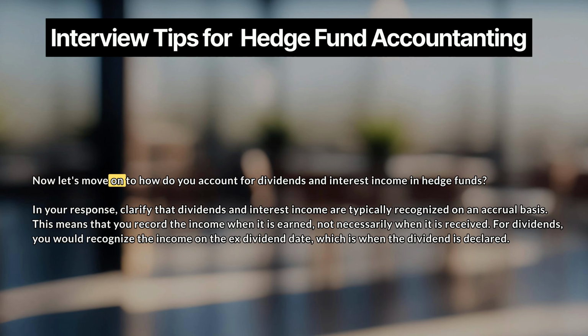Now, let's move on to: how do you account for dividends and interest income in hedge funds? In your response, clarify that dividends and interest income are typically recognized on an accrual basis. This means that you record the income when it is earned, not necessarily when it is received. For dividends, you would recognize the income on the ex-dividend date, which is when the dividend is declared.